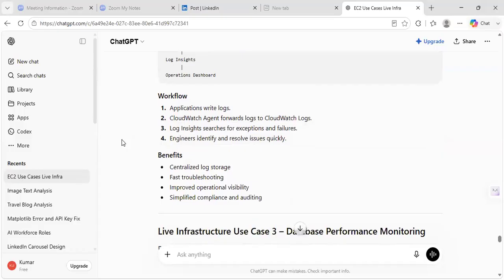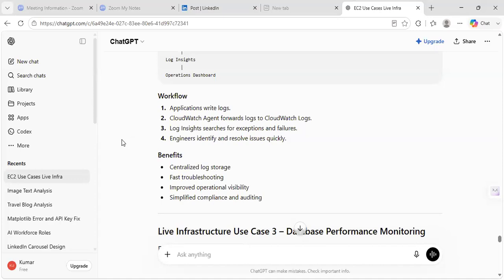Application writes logs. CloudWatch agent forwards logs to CloudWatch logs. So basically, an agent is there. That agent is going to coordinate internally with CloudWatch logs. Log Insights searches for exceptions and failures. If a log has got data, that data is going to be verified internally against the exceptions and failures.